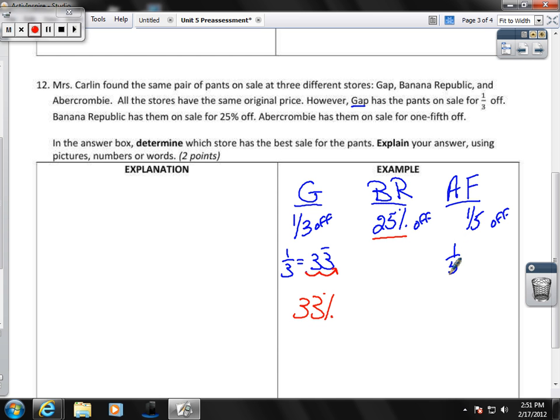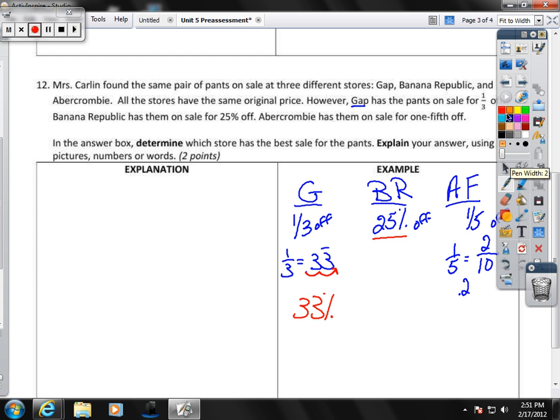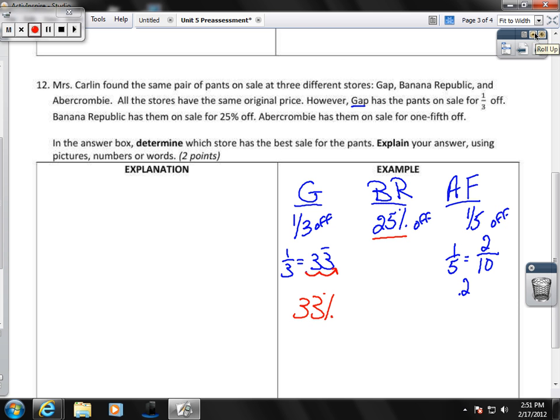I can make 1/5 equivalent to 2/10. I make it an easy fraction because I know 2/10 is really that, 2/10, decimal point with a 2 after it. And again, we want to convert from decimals to percents. All I got to do is move the decimal 2 places to the right. And I got to add a 0 here. So I actually have 20%.